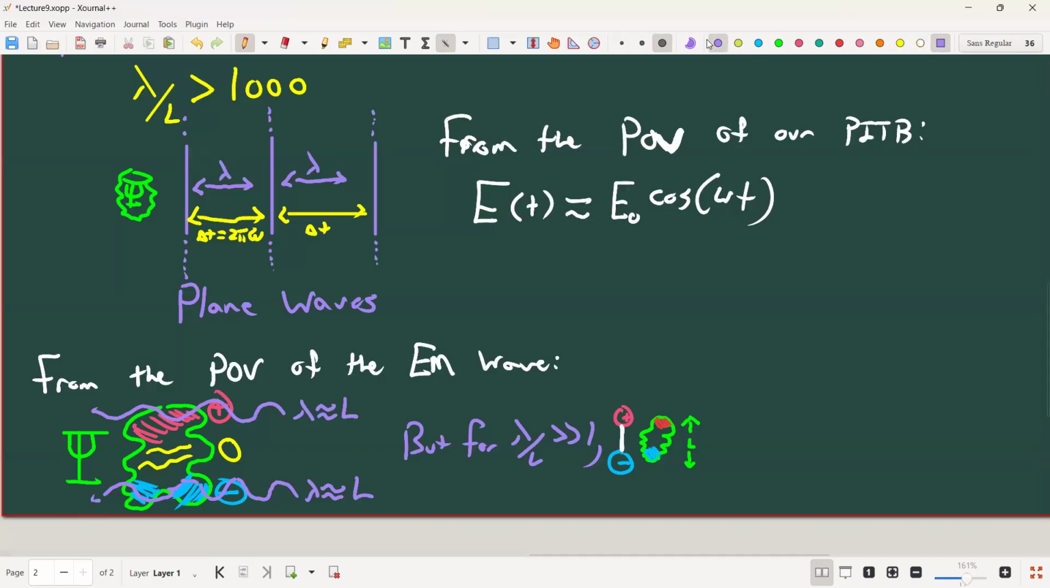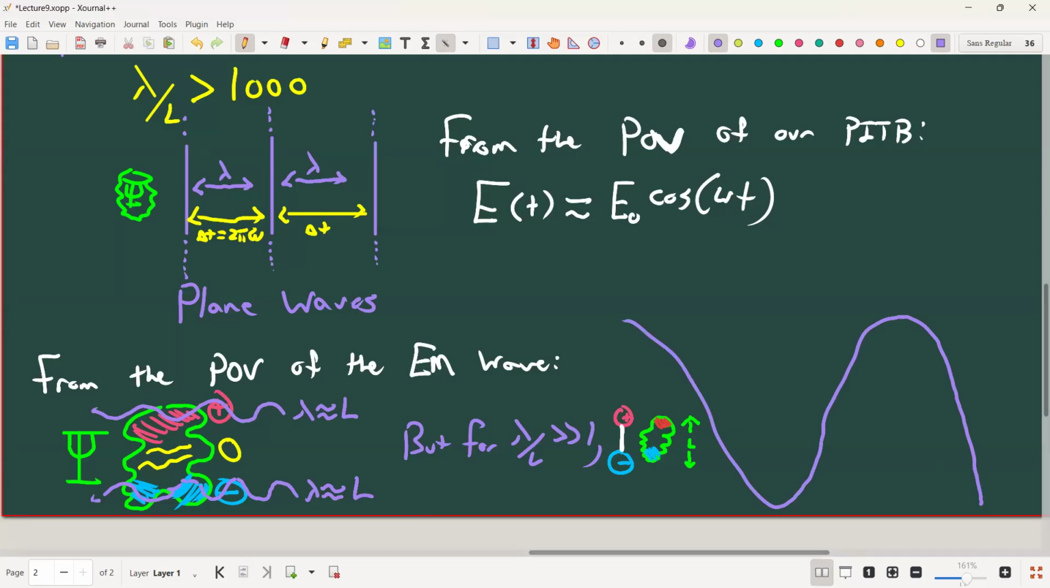Because the light, if you will, is this big, right? So it doesn't have any knowledge of the intricacies of this electronic structure. All it sees is that you've got some charge distribution, positive and negative, right? So here it only sees a dipole.